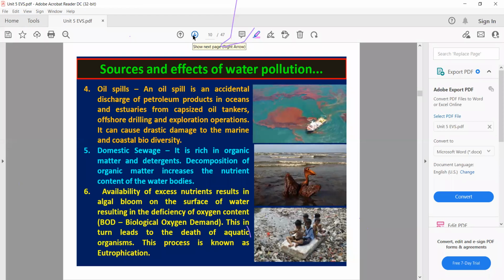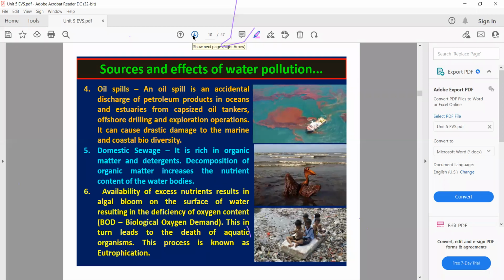So an oil spill is an accidental discharge of petroleum products in oceans and estuaries from capsized oil tankers, offshore drilling and exploration operations, right? It can cause drastic damage to the marine and coastal biodiversity, right?